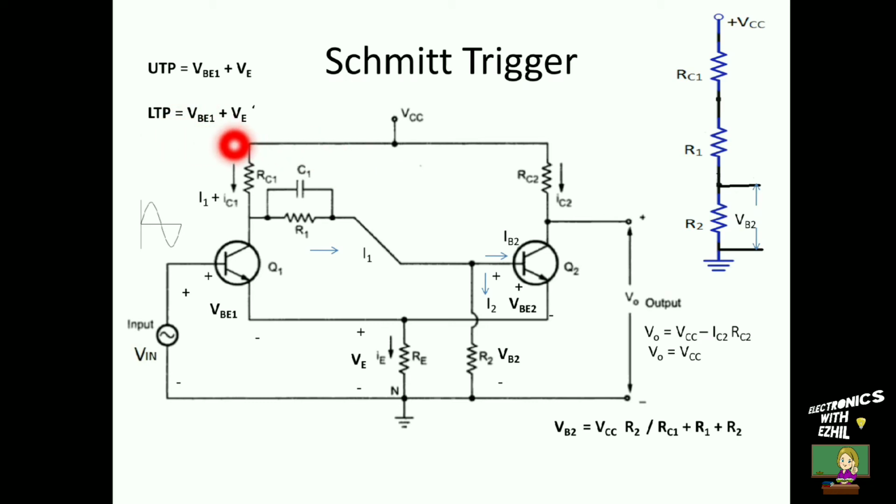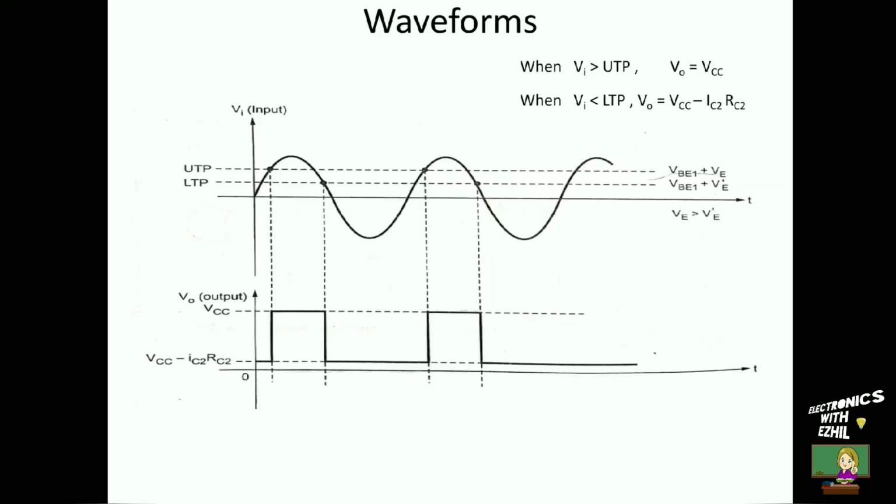Now we can understand that the output of this Schmitt trigger circuit will be shifted from VCC minus IC2 RC2 to VCC and vice versa when the input reaches the corresponding threshold levels. Hence, this circuit produces the square waveform. Now we'll see how the square waveform is generated from the sine wave.